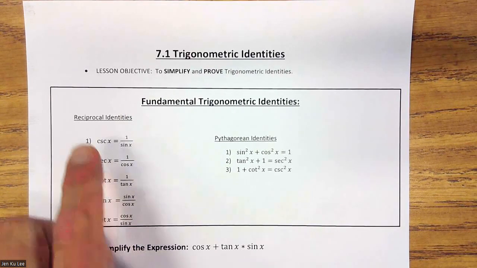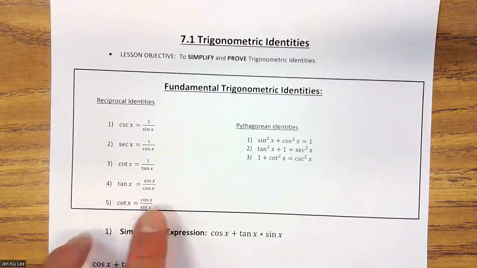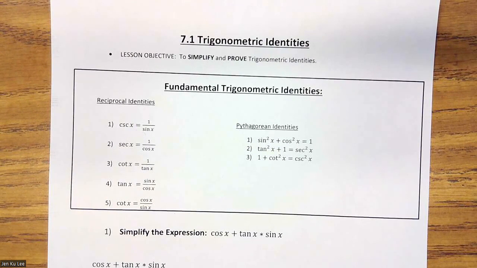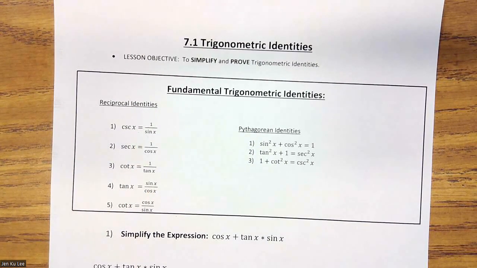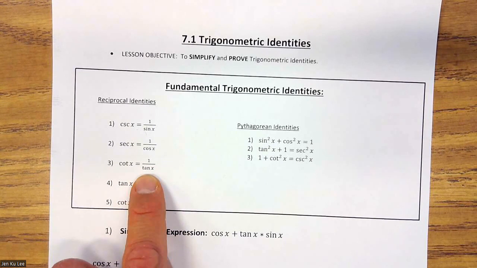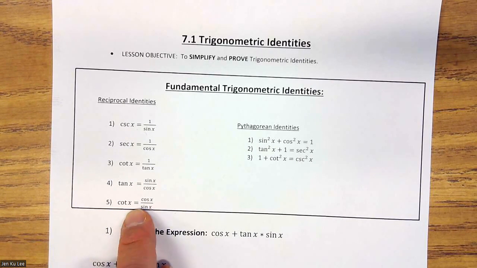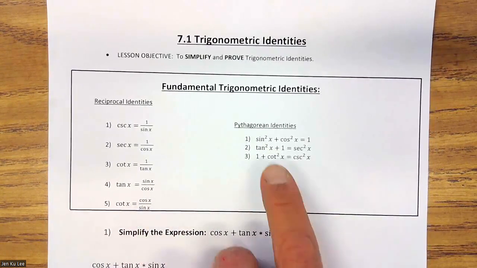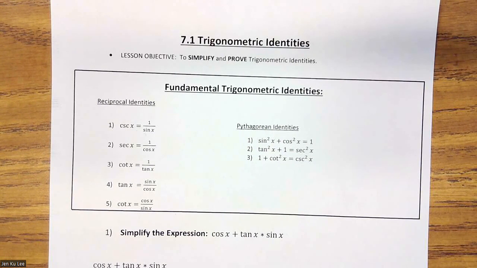To start off, you see this box right here. These are all the identities that we're going to use for today. So you've got the reciprocal identities: cosecant and secant are the reciprocals of sine and cosine, so it's 1 over sine and 1 over cosine. Cotangent is 1 over tangent. Tangent is also sine over cosine, and cotangent is the reciprocal of tangent, so if you flip sine over cosine, you get cosine over sine. And these are the three Pythagorean identities we covered in our last chapter. Okay, so please get familiar with that.